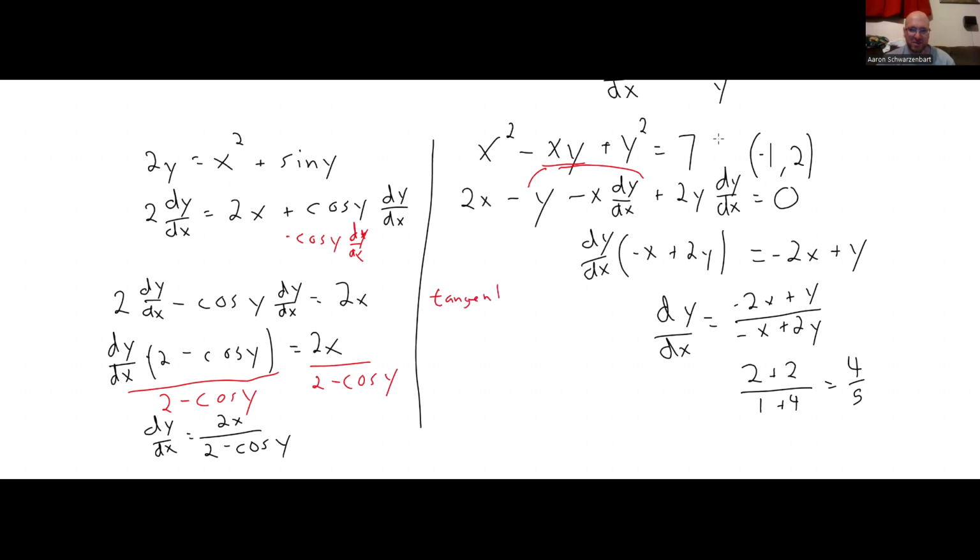My equation for my tangent line, I'm going to write it in point slope: y minus 2 equals 4/5 (x plus 1). The equation for my normal line is going to be perpendicular to that. So I've got to use the opposite reciprocal on the slope. Otherwise, it is exactly the same as the tangent line. Oops, I forgot to close my parentheses on that one. Okay, that was example 4.